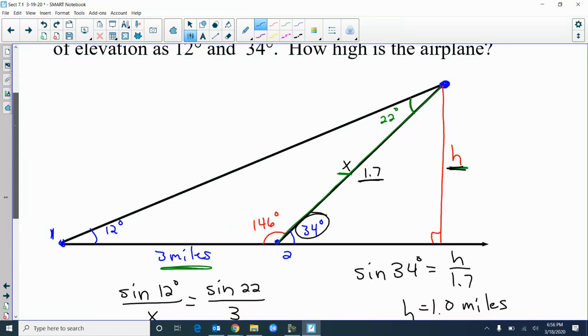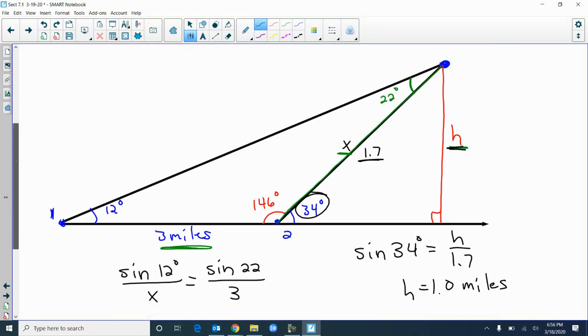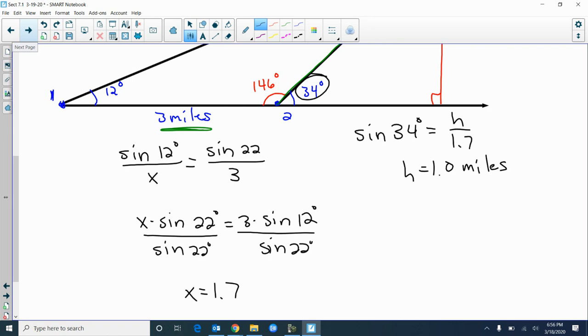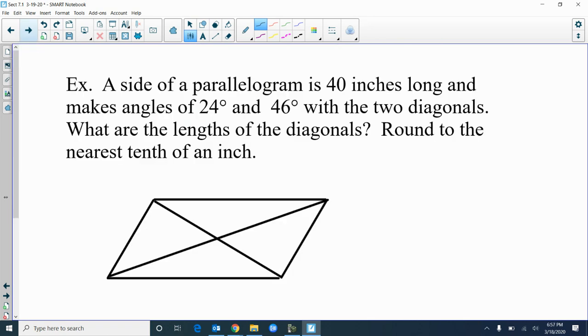You're not going to be able to find things directly. You got to find something first to find the next piece. So just be aware of that. All right, last one that we're going to look at. Again, the picture has to be accurate and drawn correctly.